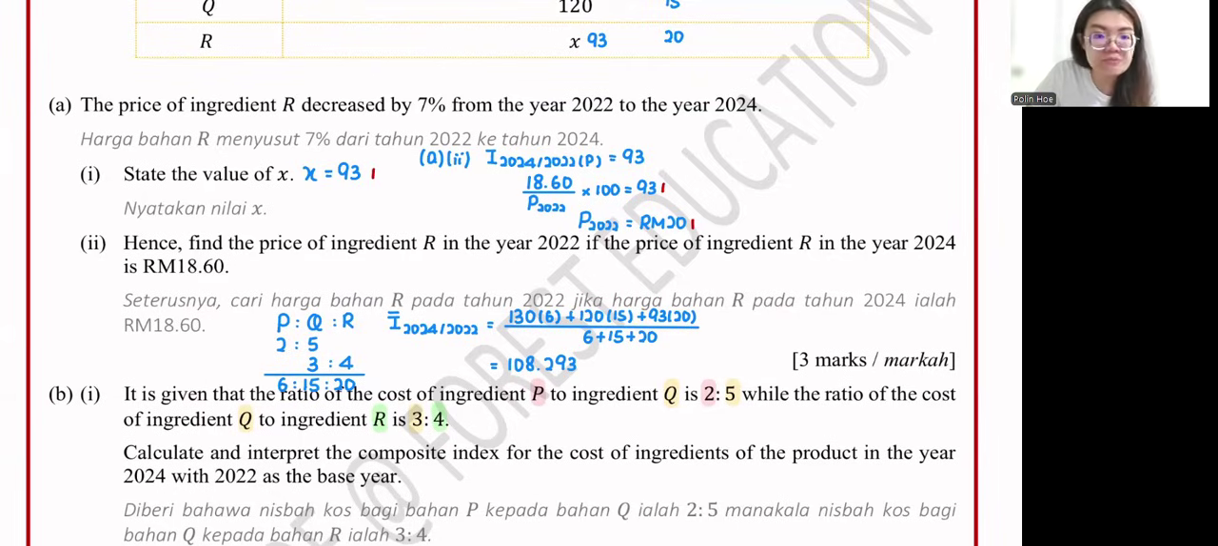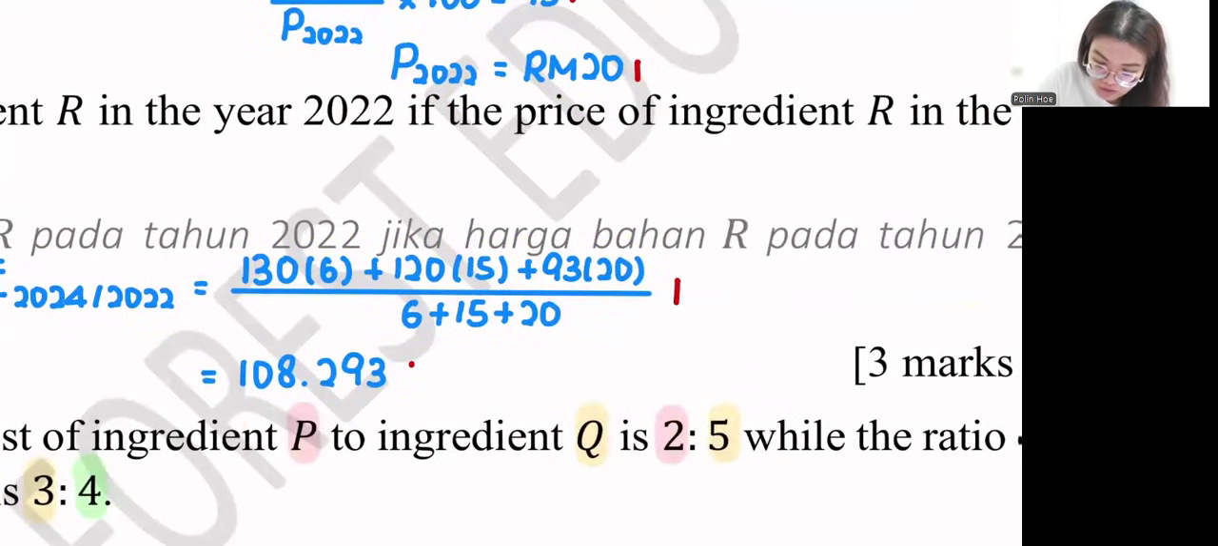Okay? So 108.293 是 increased by 8.293%. The interpretation gives you 1 mark. If you stop here, you get 2 marks only. You get 2 marks, huh? 1 mark, 2 marks.